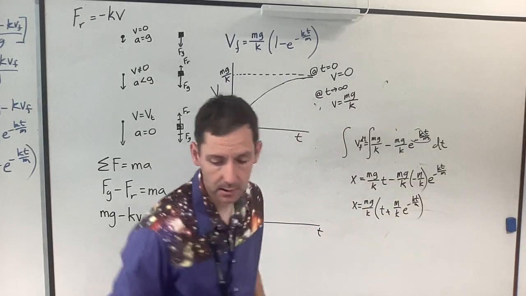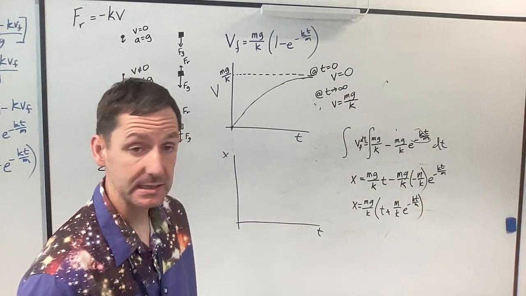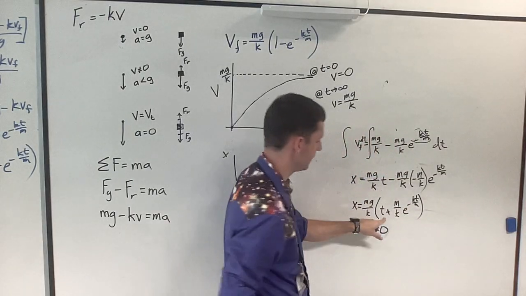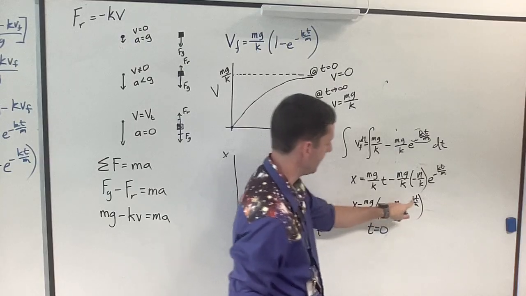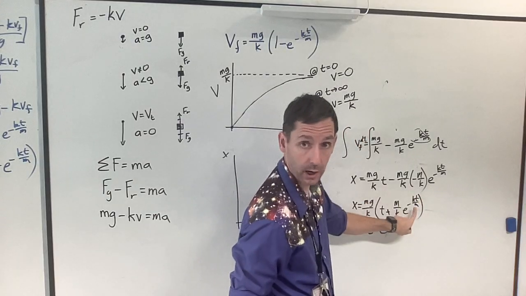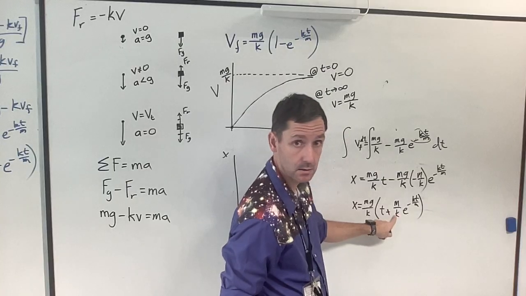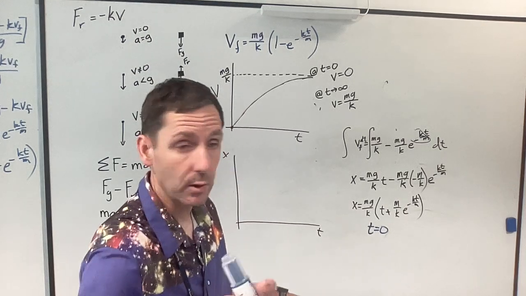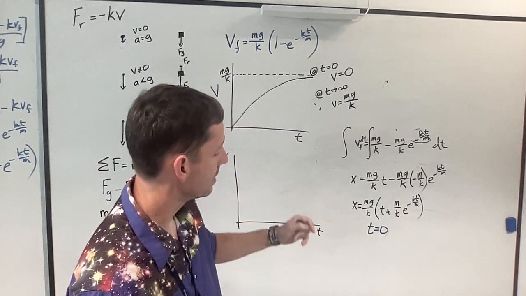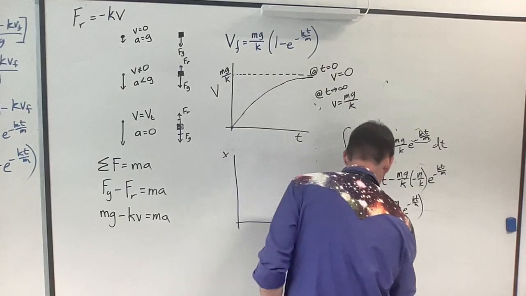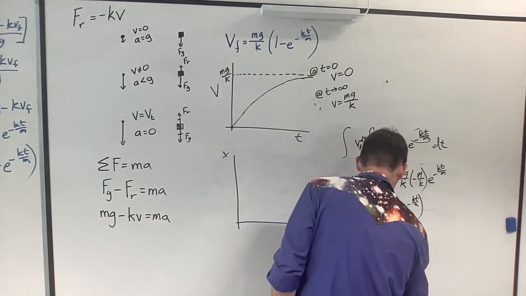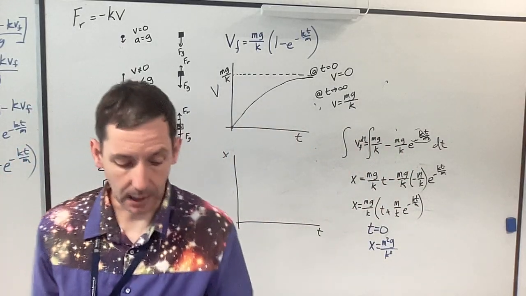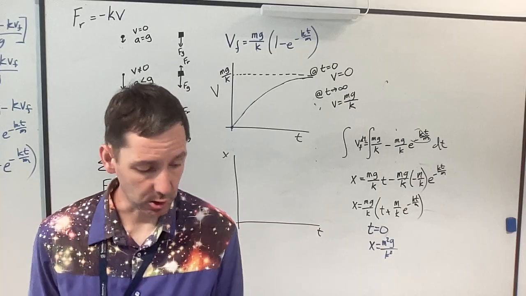So the first question is, what happens as t approaches 0? So if t equals 0, this is 0. If I put 0 up here, that's e to the 0, so that's 1. So I get m over k. And so it's going to be m over k times mg over k. And so when that's 0, I will get m squared g over k squared. All right, so I get some value. All right, that is the value of x.